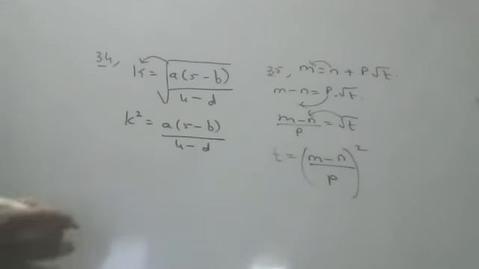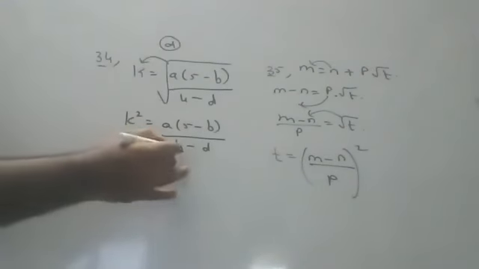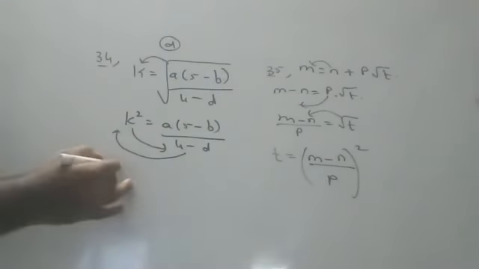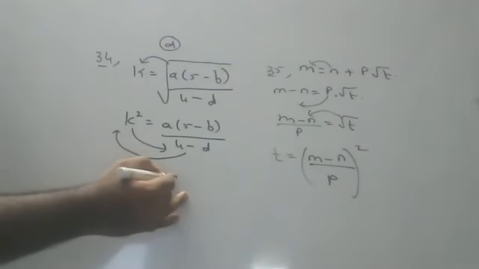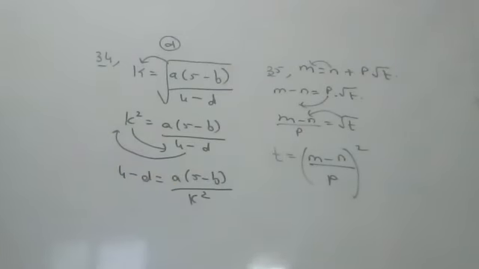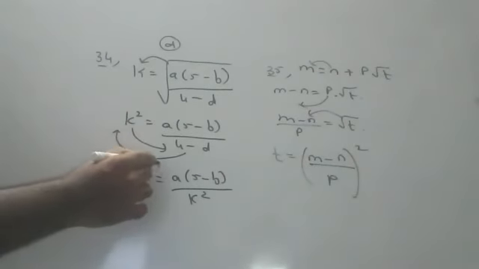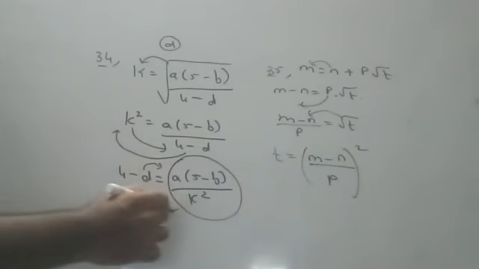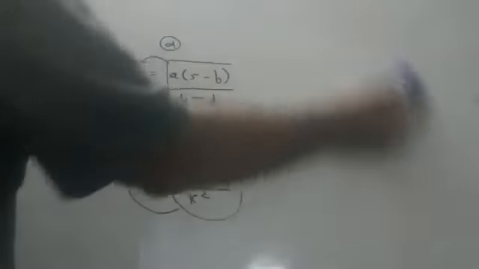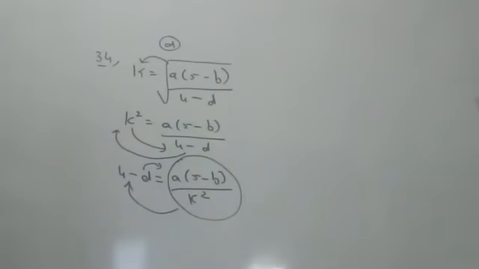Okay, children? I want d as the subject. What is the subject? D. First, you bring 4 minus d here, take k square down because we should make d alone. Okay, 4 minus d is equal to a into 5 minus b by k square. I want d alone, children. So when I want d alone, what will I do? D I will bring here. This whole expression I will bring here. If I bring it like that, what happens? You should learn, children. All these things you have to learn. If you don't learn, what happens?